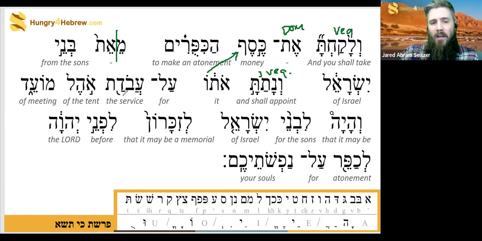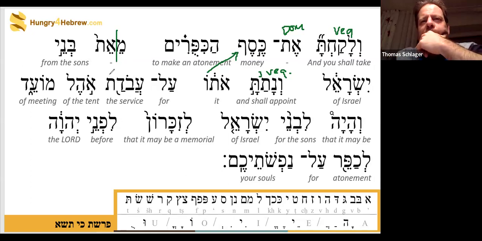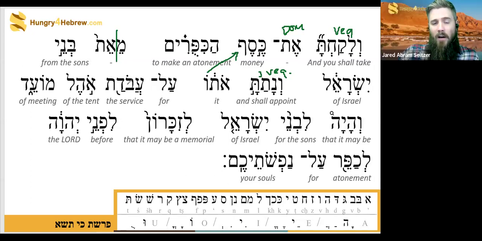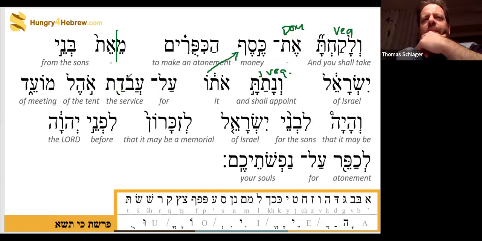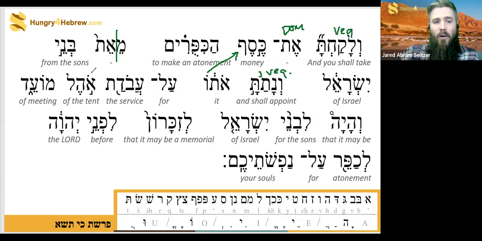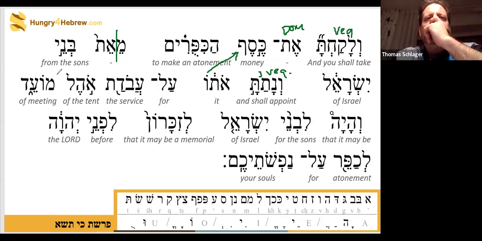And it's in the construct. Very good. Instead of avodah, it becomes avodat with a shortened patach there. The service of, the work of, ohel, the tent. Moed. What's the root of moed?